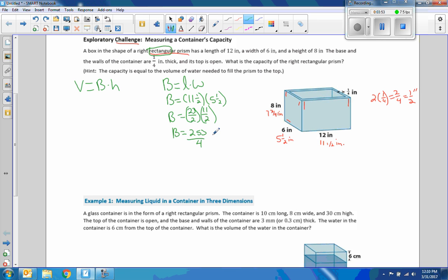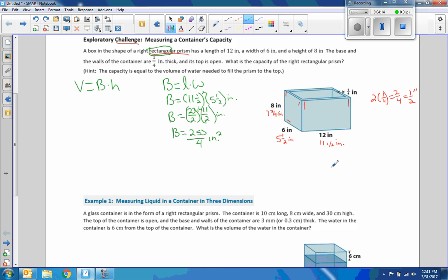Okay, I'm going to leave that like that for now. And really what I should be writing here is inches, so we don't forget our unit of measure at the end. So if I write inches next to all these, then finally when I multiply, inch times inch is inches squared. So there's my base area, 253/4 inches squared.